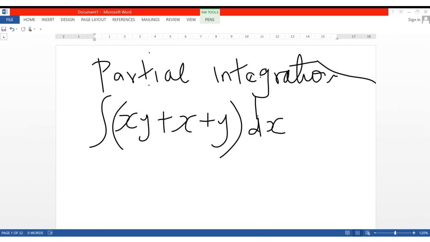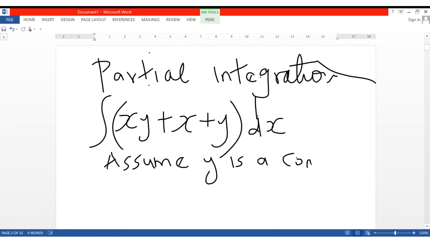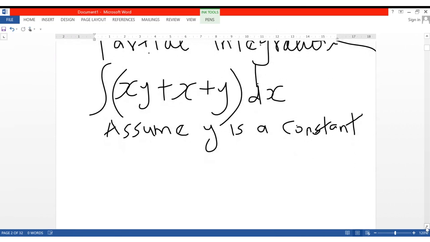That one is called partial integration, and the same procedure as differentiating will be there. When integrating in terms of x, we shall assume that y is a constant. That's how we assume. So when we integrate that one, we shall be able to get the result.